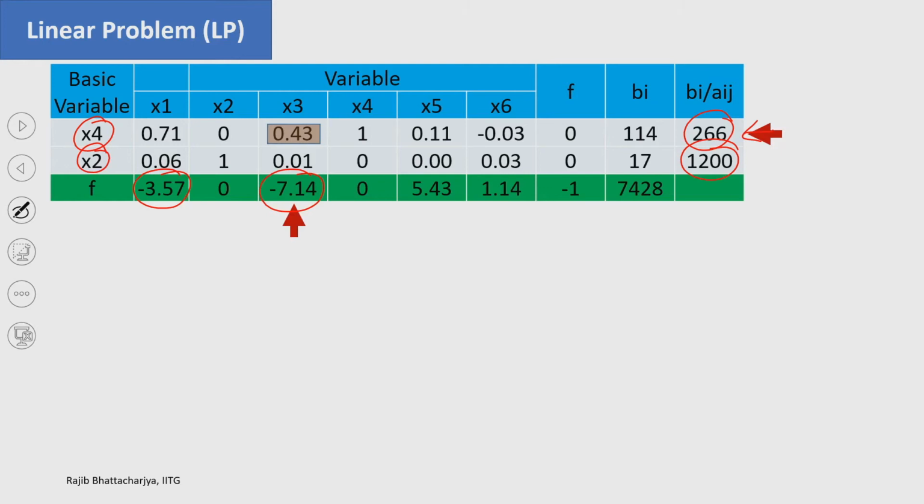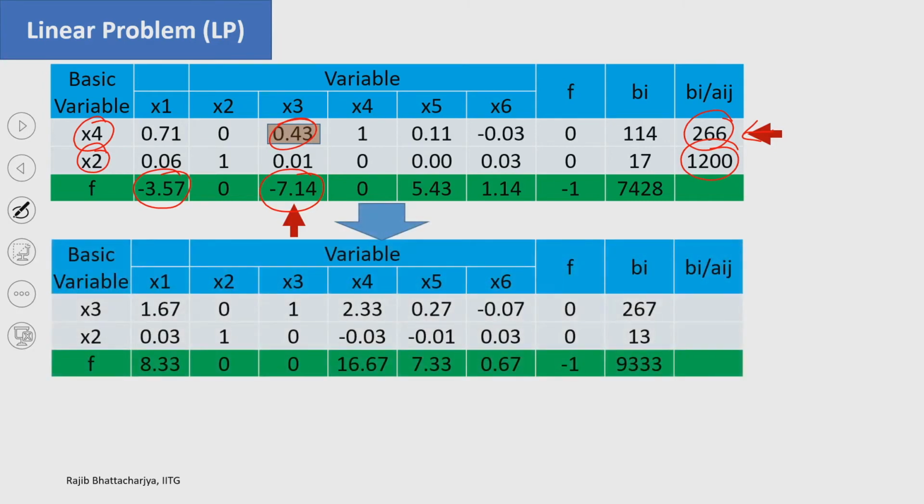So, what you have to do? This will be the pivoting element. Okay. So, then let us go to the next table. So, in next table, this is 1 and this is 0 and x3 is entering into the basis. So, x3 is now basic variable and x4 is non-basic variable.